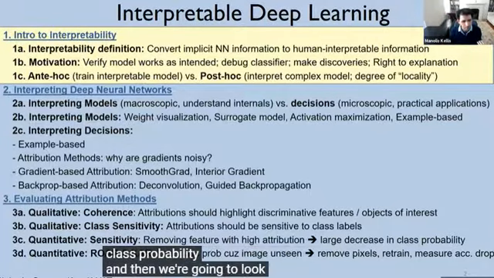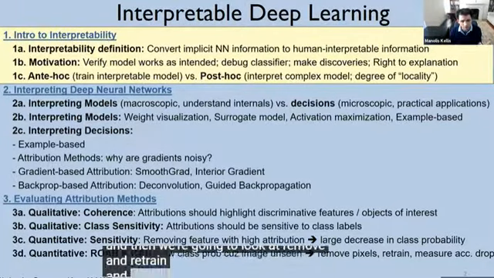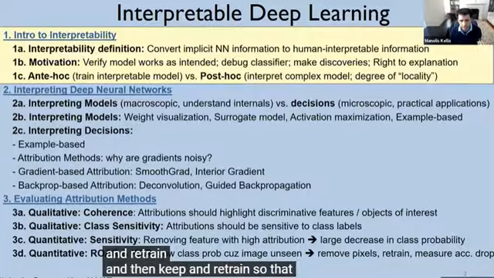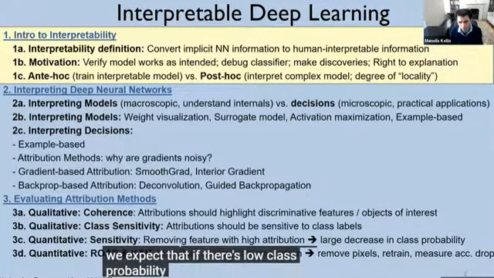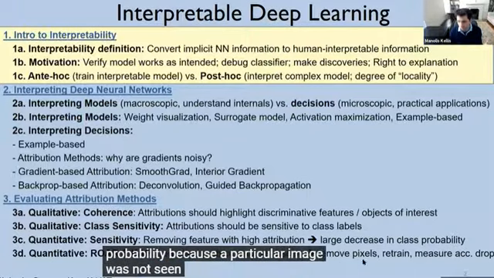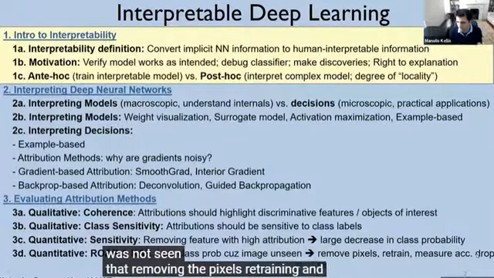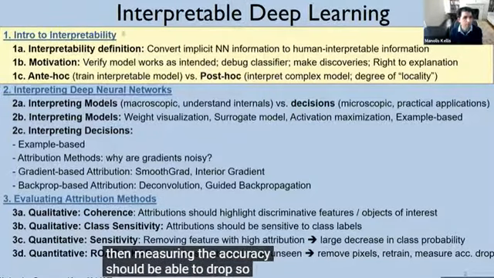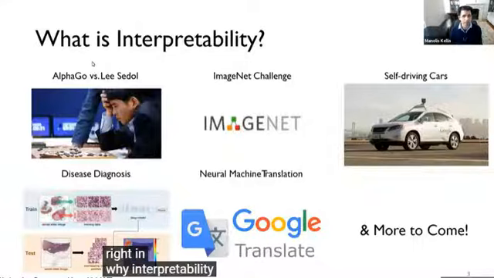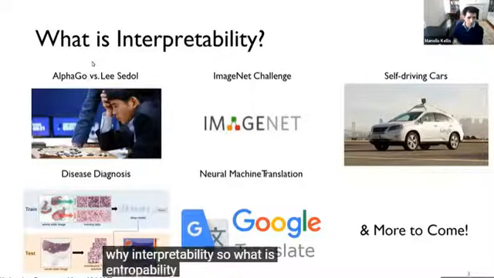And then we're going to look at remove and retrain, and then keep and retrain, so that we expect that if there's low class probability because a particular image was not seen, removing the pixels, retraining, and then measuring the accuracy should be able to drop. So let's dive right in. Why interpretability? So what is interpretability?